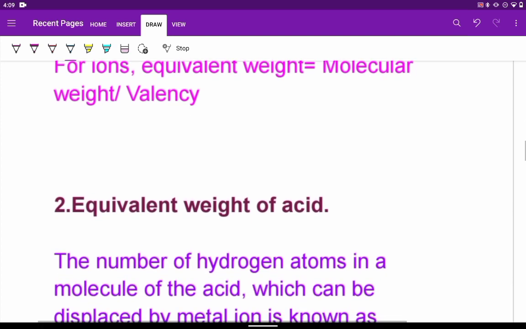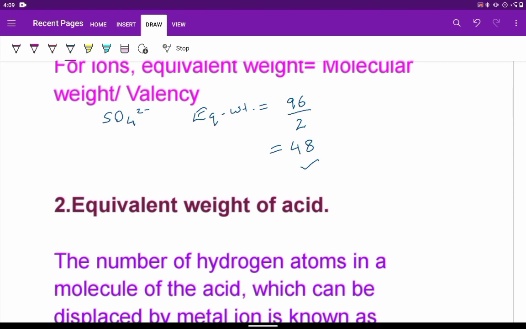One example we will see, students. Sulfate ion, SO4 2 minus. It has 2 negative charges. So its equivalent weight will be equal to the molecular weight, which for sulfate is 96, divided by its valency. How many charges does it have? 2 charges, minus 2, so divided by 2, that equals 48. So for sulfate it is 48.